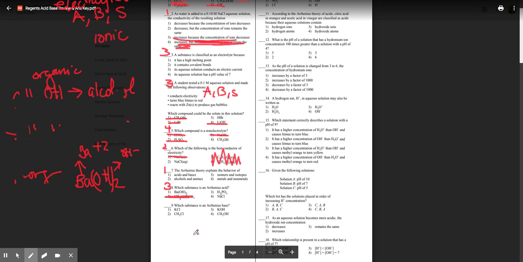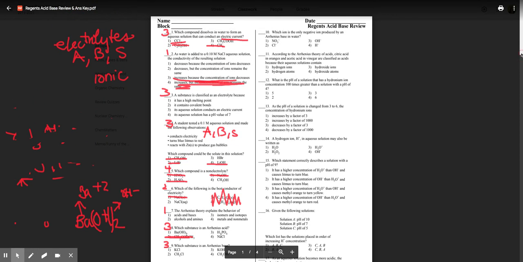So we're looking for something on table L. And I do see KOH on table L. That's our answer. Remember, the difference between these two: they both have hydroxide, the OH, but this one is inorganic, which makes it a base. As soon as you see carbon, that's organic, and that is an alcohol. So that is not what we want. Let's go back up here. What is the only negative ion produced by an Arrhenius base? We were just talking about this. It's OH-.